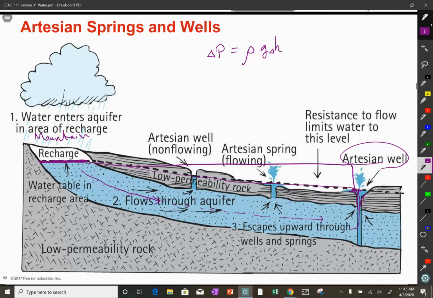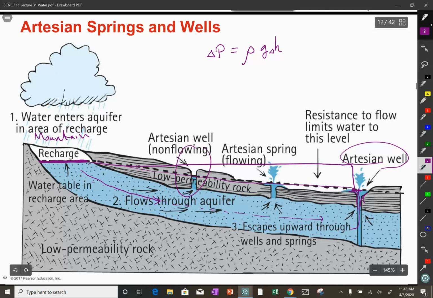It's a wonderful thing if you're out exploring and you want to homestead, and here you find an artesian well on this property. You build your house there. You don't have to dig a well. You have natural water coming out of the ground. It's because you had pressurized water down below that's pushing up through a hole in the low permeability rock.